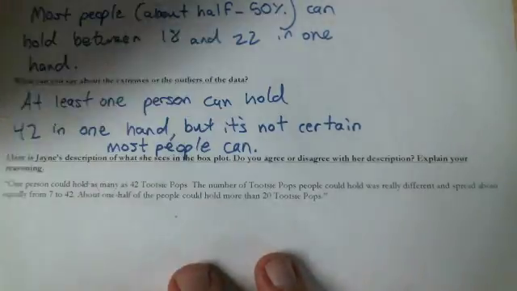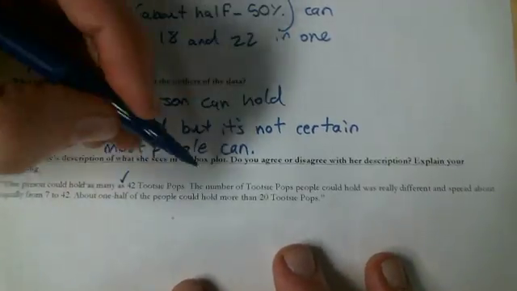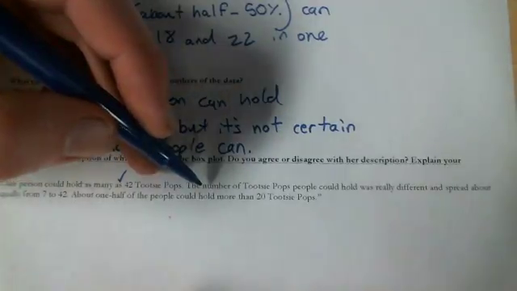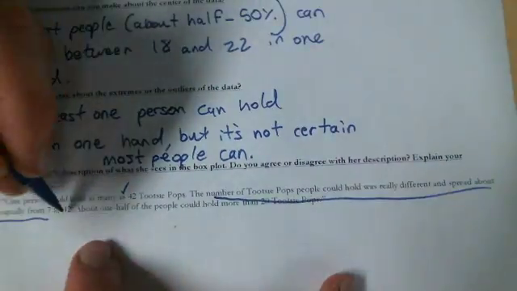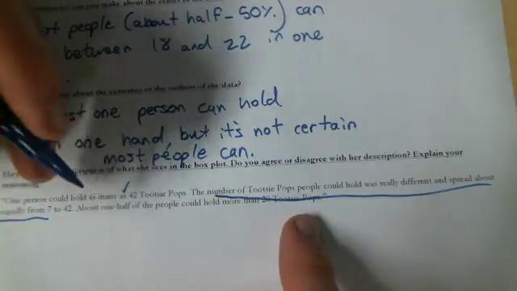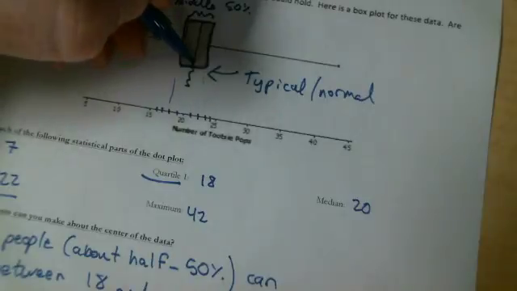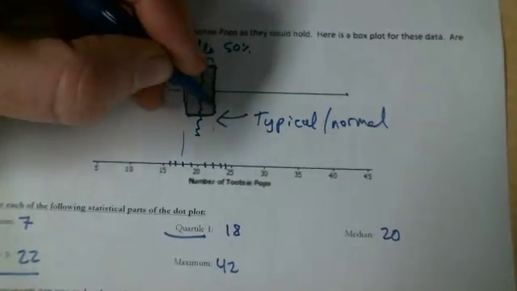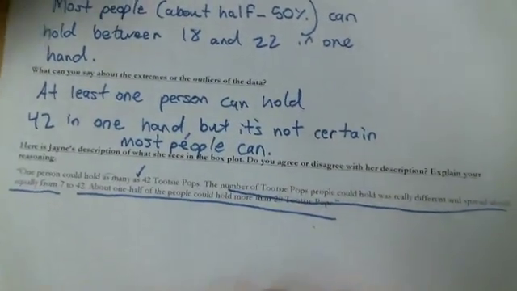She wants to say, okay, one person can hold as many Tootsie Pops. We're trying to decide if we agree or disagree with that. Well, we said that as well, so we could probably agree with that portion. The number of Tootsie Pops people could hold was really different and spread about equally from 7 to 42. We might need to come back to that and think about that one a little bit. And then it says about half of the people could hold more than 20 Tootsie Pops. Well, that part we definitely know isn't true. Because if we look at more than 20, here, we have no guarantee that this is 50% of the data. We don't know that. We know there's only 25% of the data here, but we have no idea.